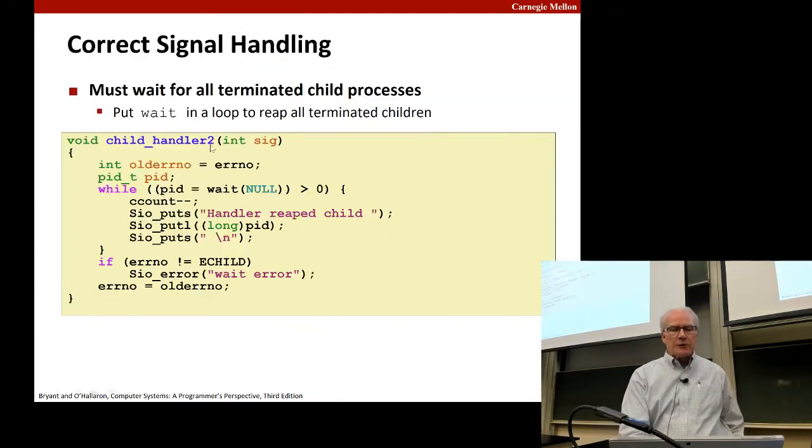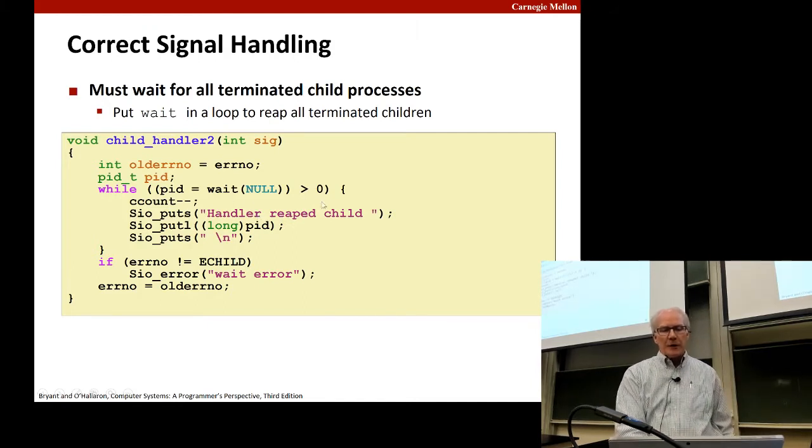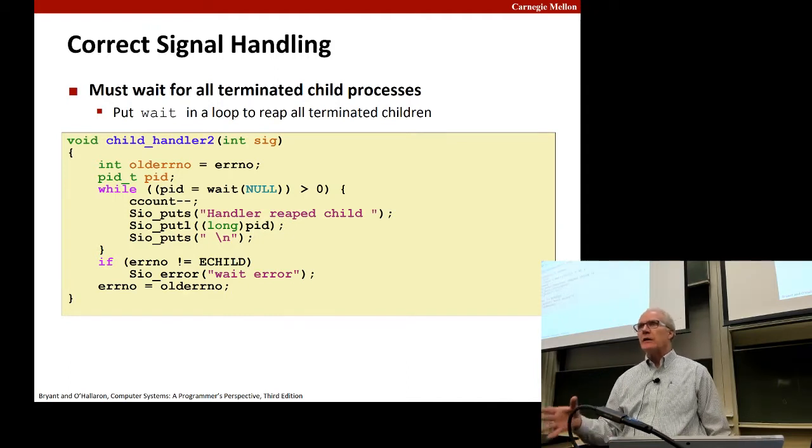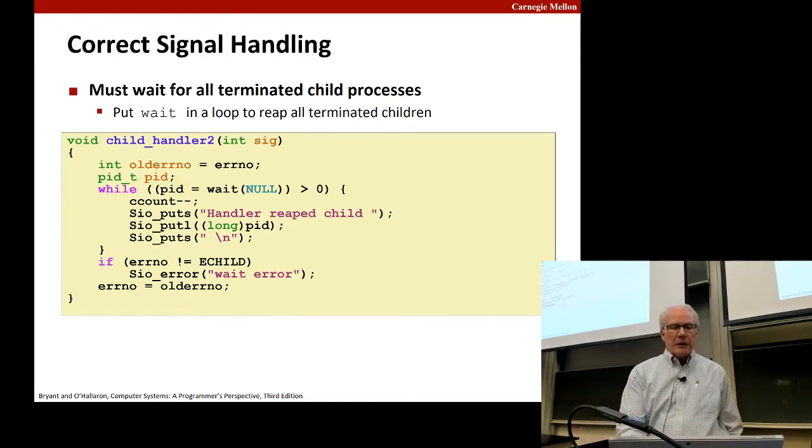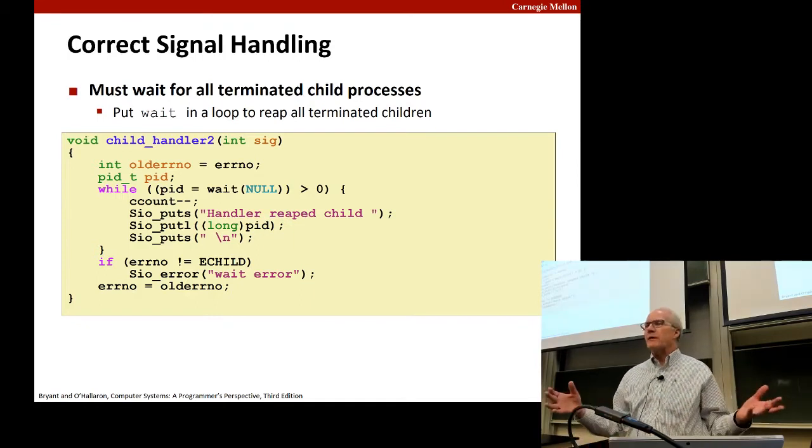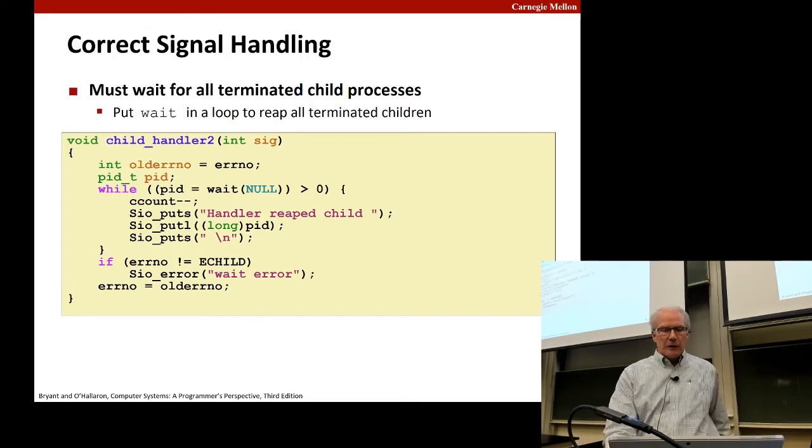And so the correct way to handle it is to write a loop within the child handler that calls wait over and over again until it gets a value less than or equal to 0, which is the way that the operating system basically tells the handler, hey, there's no children that need to be reaped at this point, so give it up. And so you'll see that potentially this child handler might just reap one child, or it might reap the whole set of them, or any combination of those, and do that.